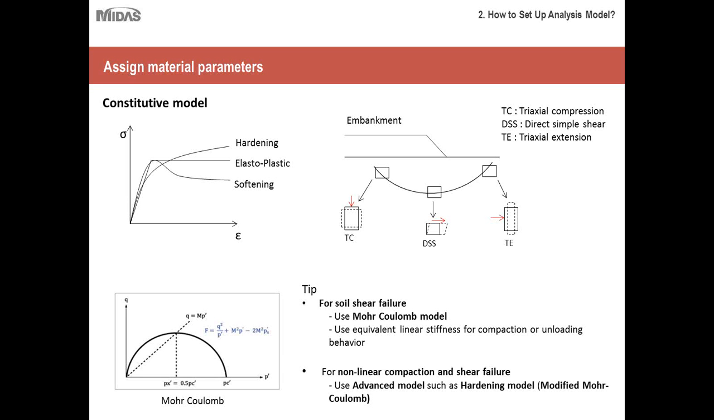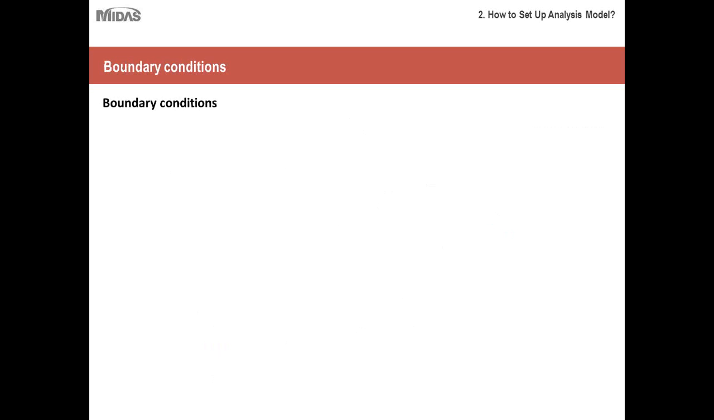And like I said, in this session we'll be focusing upon the main points that we have learned so far. So use Mohr-Coulomb model in majority of your application until and unless you hit a soil strata type where you need to perform nonlinear compaction and soil shear together, and for that you should use modified Mohr-Coulomb, or advanced material models. Then let's move on to the boundary conditions.